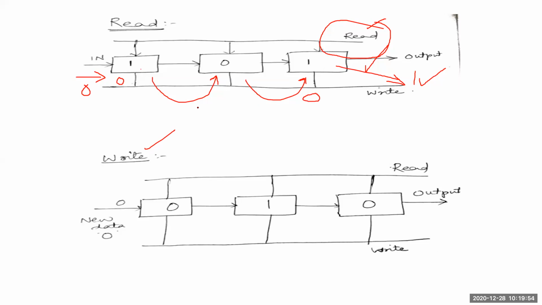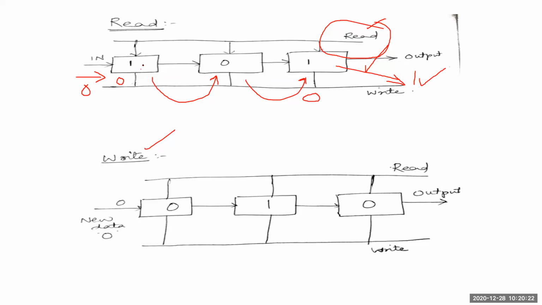sequential access memory. In a read operation, what happens? It will be reading only the last cell's data, which is connected to the output. But when it comes to the write operation, you will be feeding a new data into the first cell. Because my input is connected to the first cell, I'll be feeding data only to the first cell. So if I feed 0 as a data into the first cell, then that will go and occupy this one.